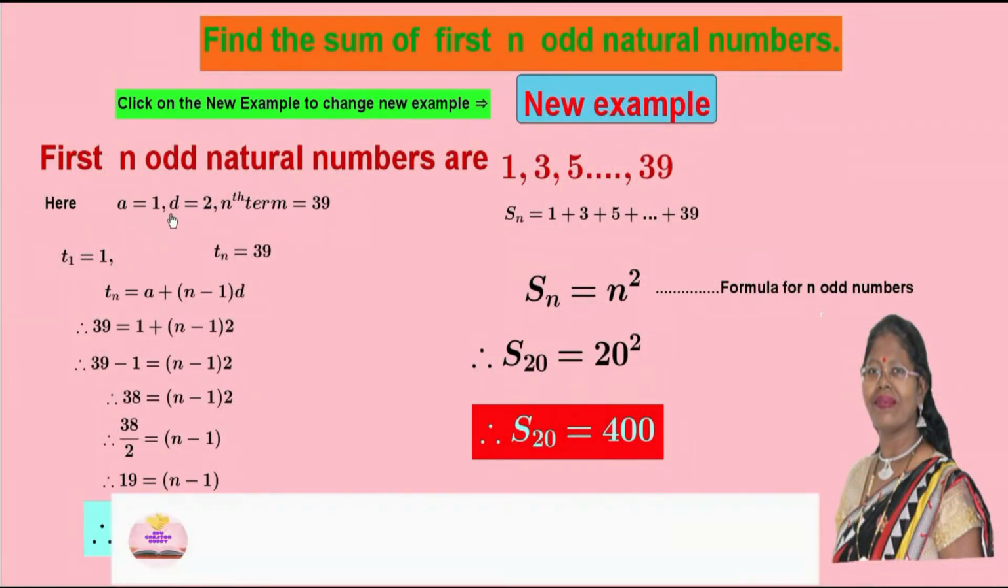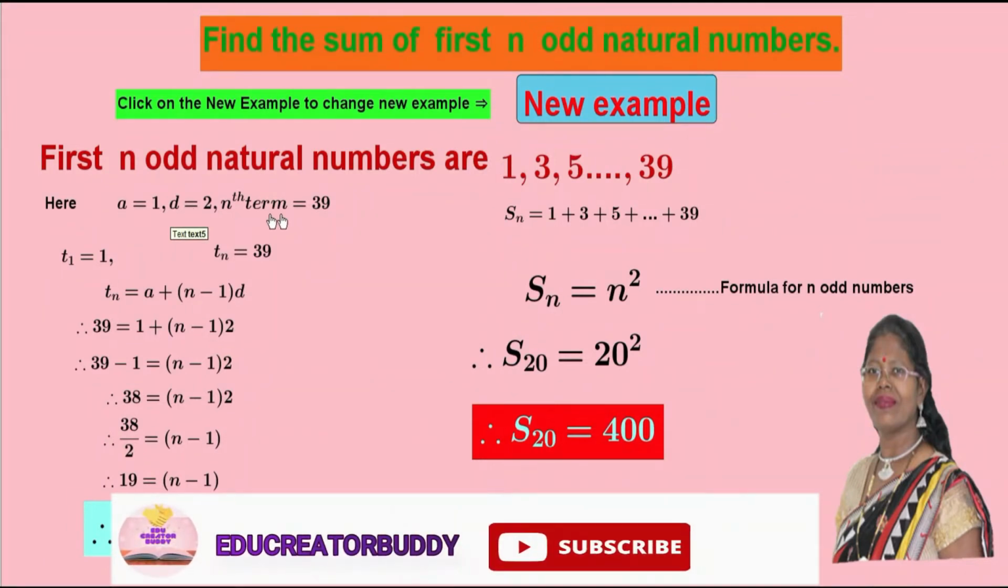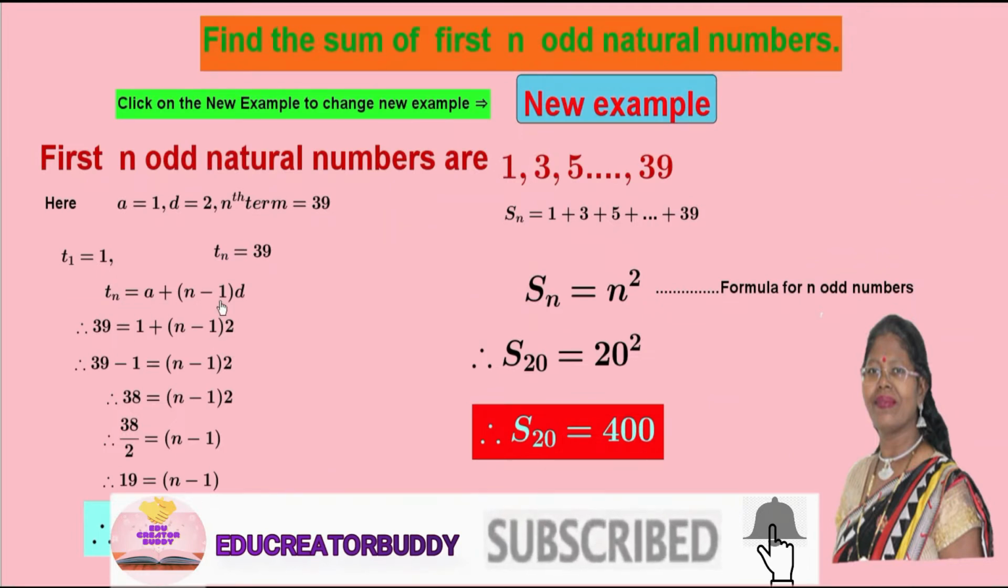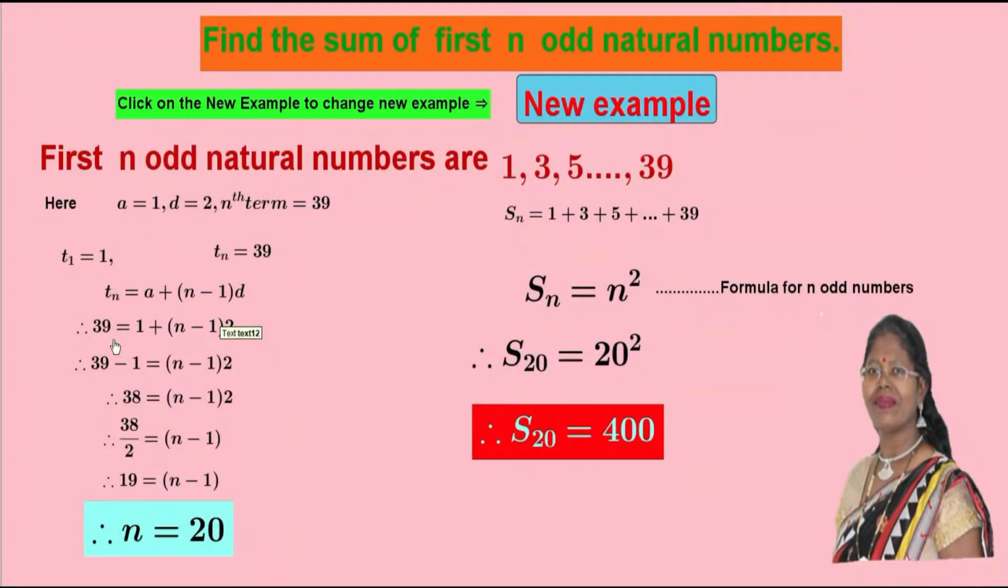A is equal to 1, D is equal to 2 and the last term is equal to 39. T1 is equal to 1, Tn is equal to 39. Tn is equal to A plus n minus 1 into D. Therefore 39 is equal to 1 plus n minus 1 into 2. 39 minus 1 is n minus 1 into 2. Therefore 38 is equal to n minus 1 into 2. 38 divided by 2 is n minus 1. Therefore 19 is equal to n minus 1. Therefore n is equal to 20.